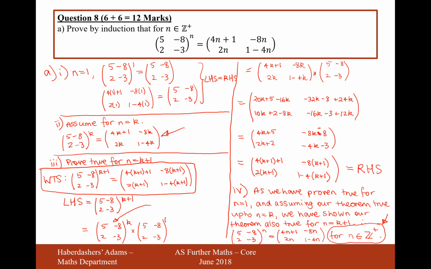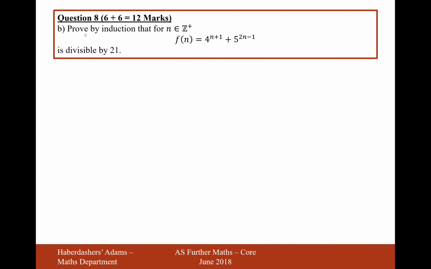So let's now move on to part B. Okay, so part B is proved by induction for n existing in the positive integers that f of n equals 4 to the power of n plus 1 plus 5 to the power of 2n minus 1 is divisible by 21. Okay, so let's prove it true for n equals 1 then. So f of 1 is going to equal 4 to the power of 2 plus 5 to the power of 2 times 1 minus 1, which is 1, so that's going to be 16 plus 5 equals 21. So tick. Good. F of 1 is divisible by 21.